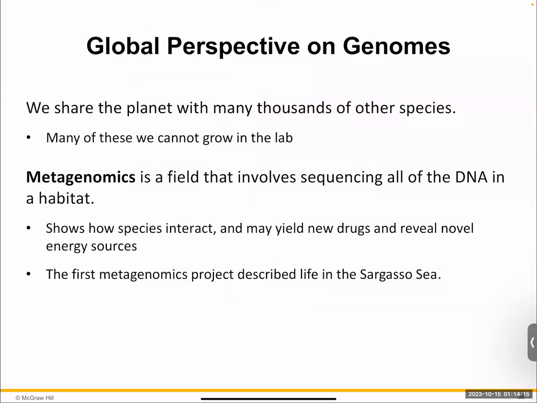But why do we care about this? One of the things that we can learn is how these species actually interact with each other. How are they related to each other? And in many cases, we can actually use that information to figure out new drugs, new medication, new energy sources, things that we may not have been aware of before that live in an environment. It may help us develop new ways of extracting information, getting new drugs, and maybe even help a species grow and develop that might have been close to extinction.